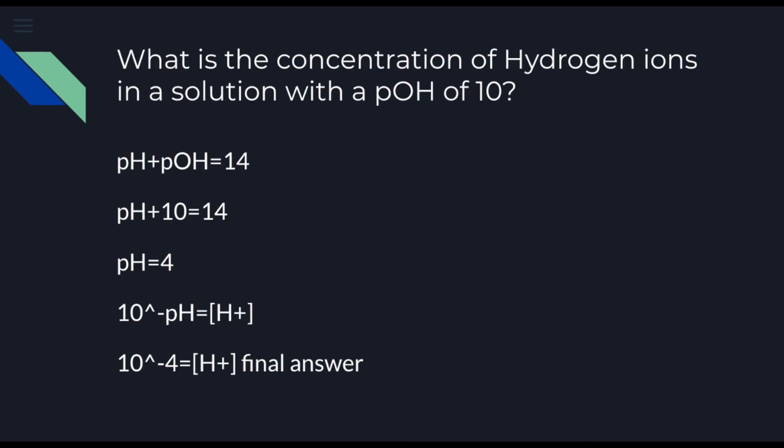Our first example asks, what is the concentration of hydrogen ions in a solution with a pOH of 10? The first step is to convert pOH to pH because we are solving for hydrogen ions, which are measured in pH. We use pH plus pOH equals 14 to convert to pH, giving us a pH of 4. Then, to find the concentration of hydrogen ions, we do 10 to the negative pH. This gives us 10 to the negative 4 equals the concentration of hydrogen ions as our final answer.